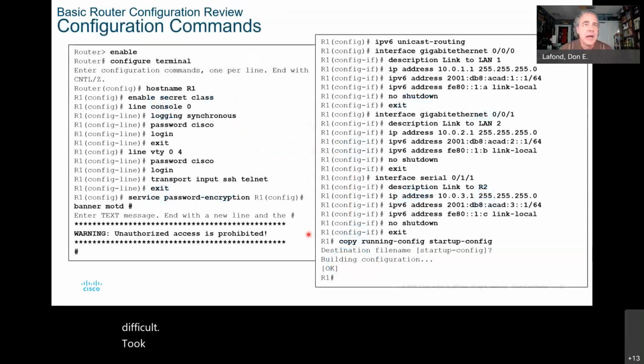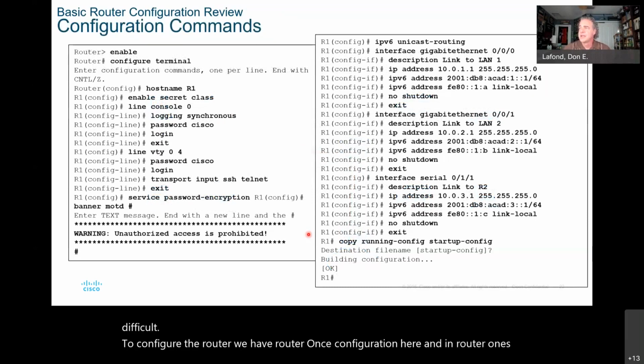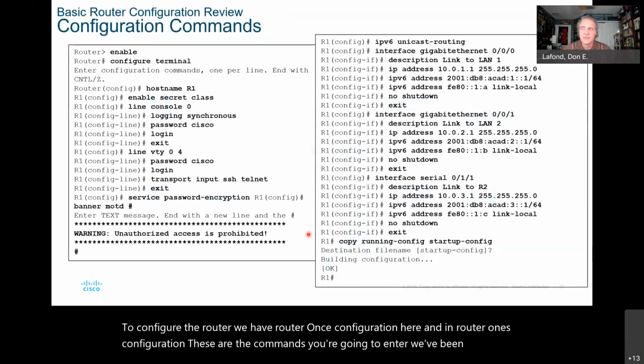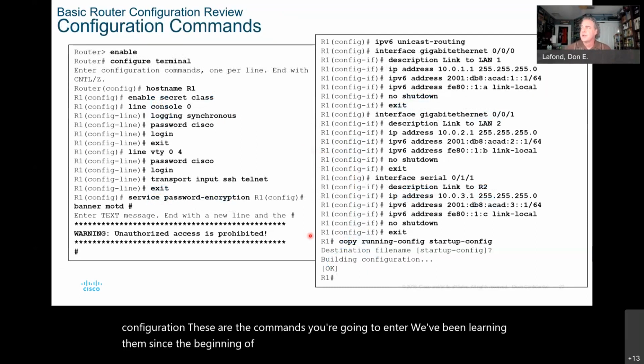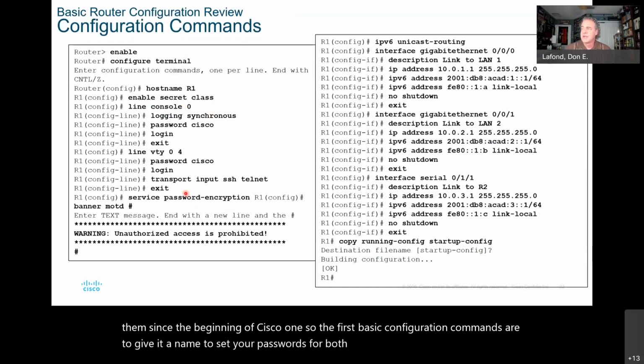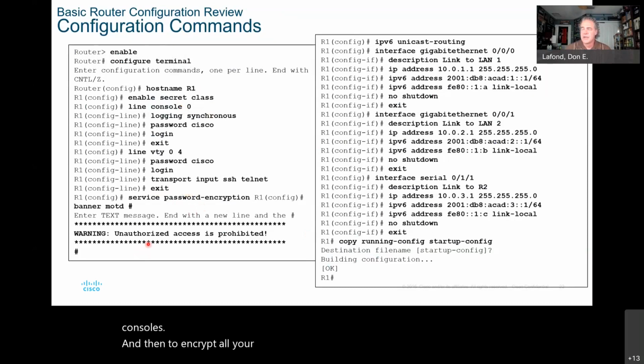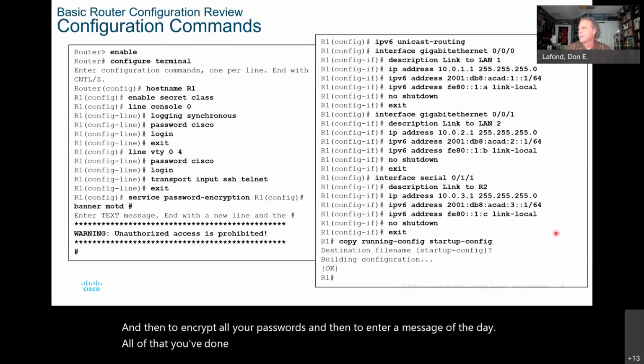To configure the router, we have router 1's configuration here. In router 1's configuration, these are the commands you're going to enter. We've been learning them since the beginning of Cisco 1. The first basic configuration commands are to give it a name, to set your passwords for enable, the line console, and the VTY consoles, and then to encrypt all your passwords, and then to enter a message of the day. All of that you've done 50 times, maybe more by this point.